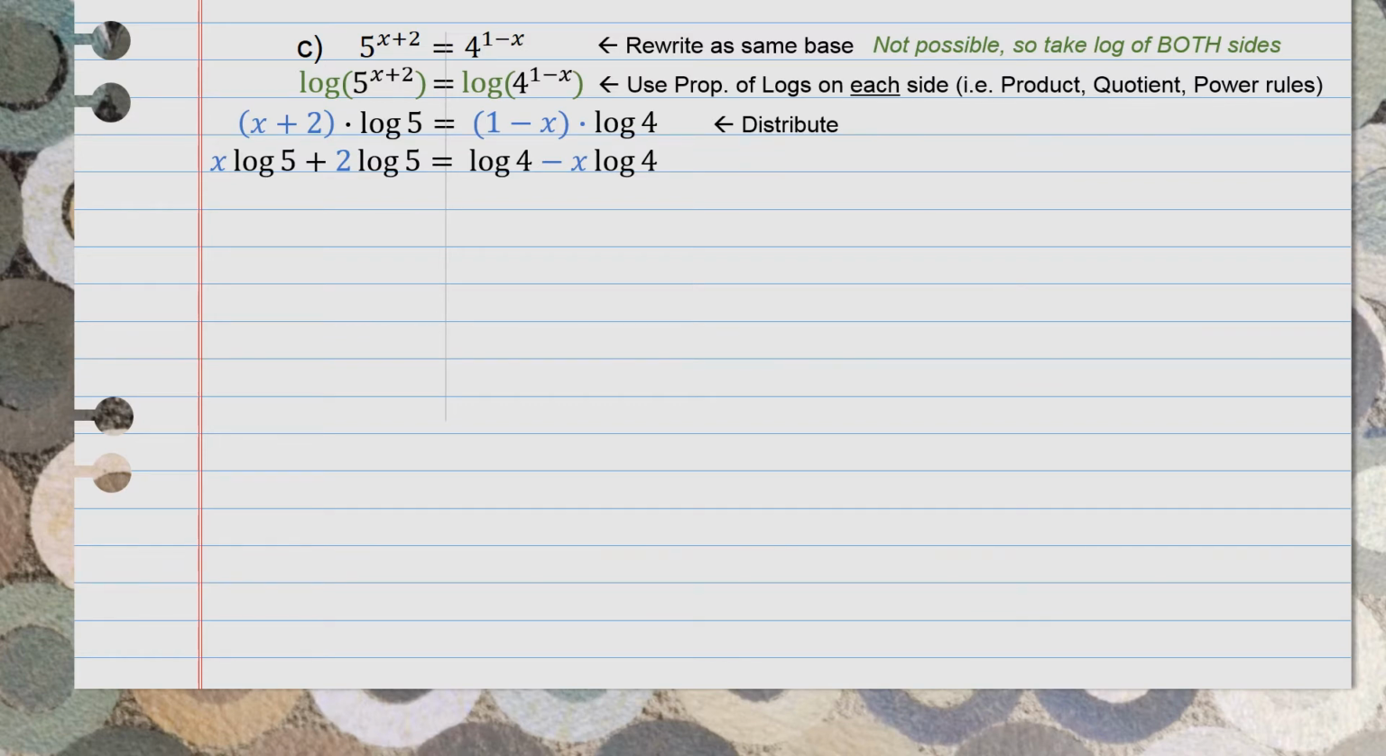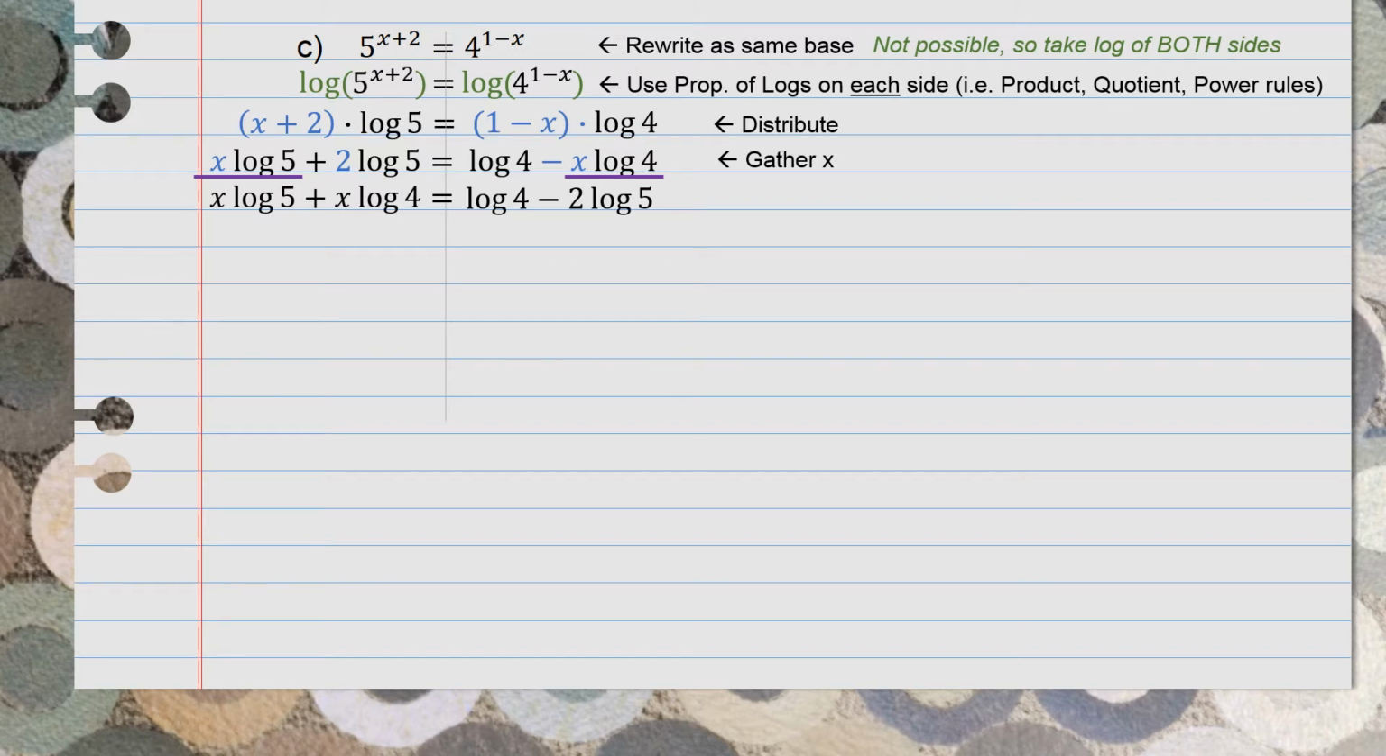Now the ultimate goal is to solve for x, so we need to find our terms that include x's. Notice I have an x on the left side of the equation, and I have an x term on the right side of the equation. I need them to be on the same side. So I am going to choose to gather those terms on the left side of the equation, which would give me x log 5 plus x log 4. Next, I want to move all the terms that do not have an x to the right side of the equation, which would give me log 4 minus 2 log 5.